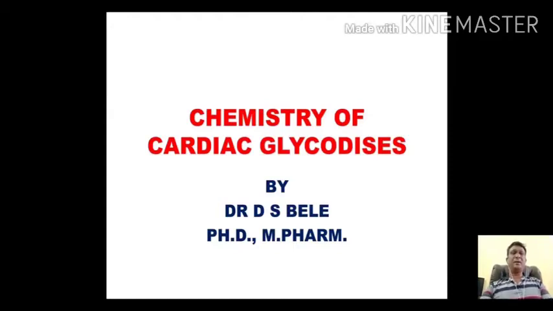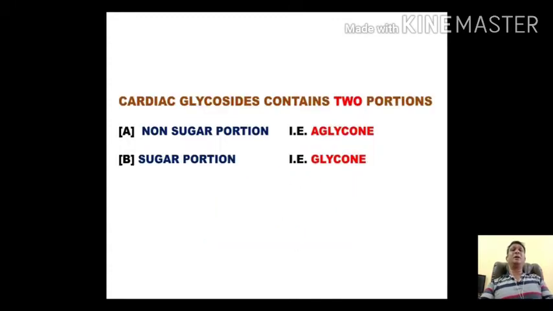Hello dear students, our today's topic is chemistry of cardiac glycosides. The glycosides are the chemical compounds which contain an aglycone portion attached with a glycone portion, which is called the sugar moieties. So let's look at the important features.